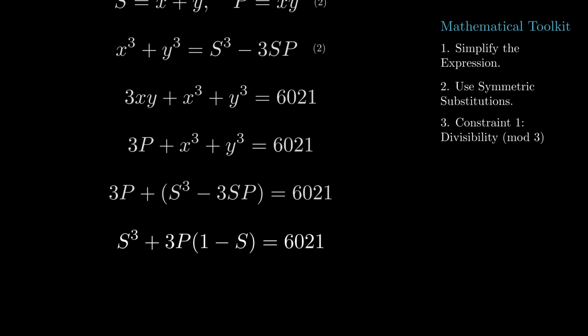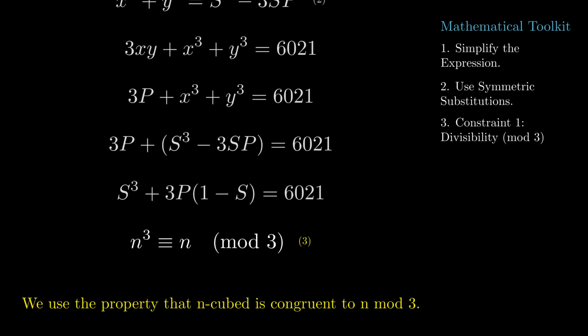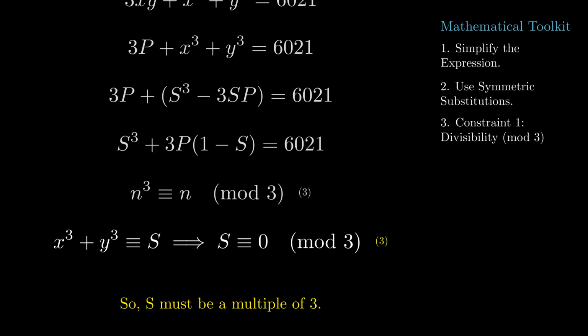Now we hunt for clues. Our first tool for this is number theory, specifically modular arithmetic. It's a property that n cubed has the same remainder as n when divided by 3. This means s must be a multiple of 3. This is our first critical constraint on the solution.